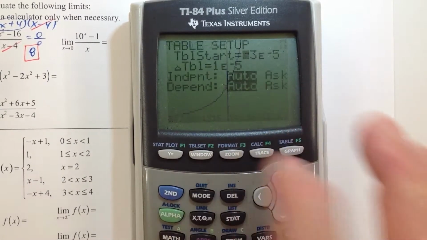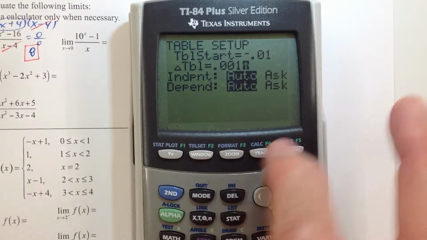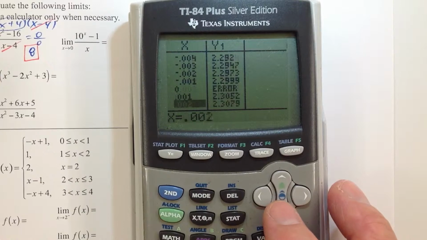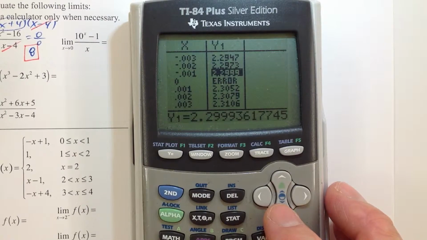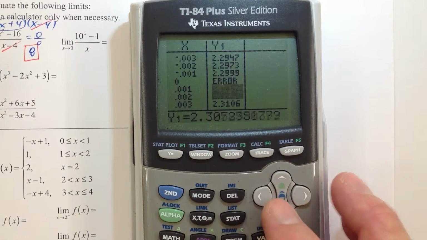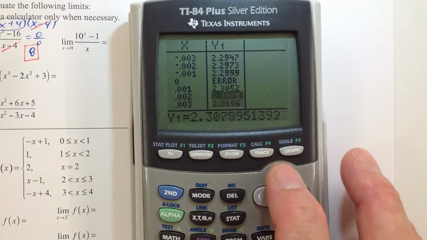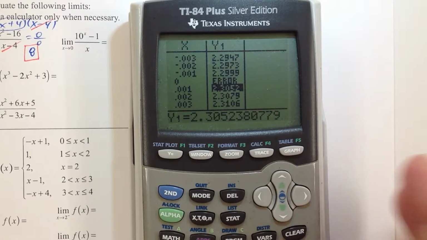But anyway, the best way to find the limit is just to start the table at, let's say, negative 0.01, and increase the table by 0.001. And then when you go to the table, you can see the values along the left-hand column are x approaching 0 from the left. And we can see right up here that y is approaching 2.2999, so 2.3. And over here, as x is approaching 0 from the right, we can see that the y values are approaching 2.3 from the right as well. So we could conclude that 2.3 is the right answer.